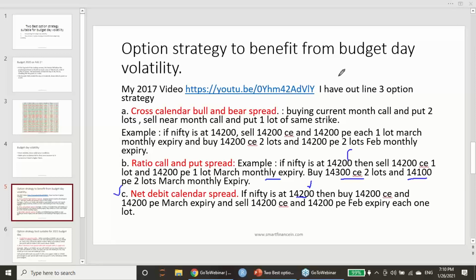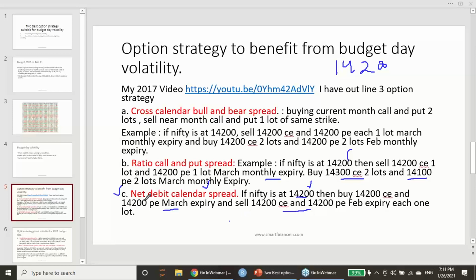So suppose Nifty is at 14,200 and you wish to form a net debit calendar spread, listen very carefully. Calendar spread is one of the best strategies I always used to recommend, and it is one of the safest strategies. However, you need to initiate it in a proper way. Here, net debit is happening, meaning March month you are buying and February you are selling. By this process, every call option has a specific debit, and the put option also has a specific debit.